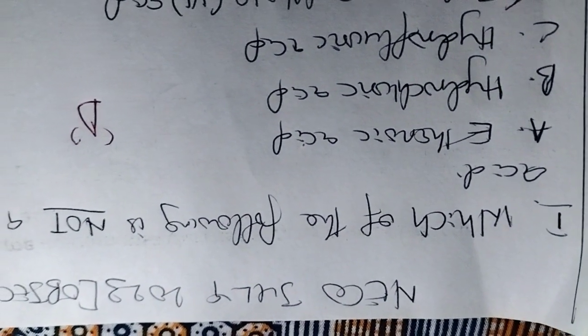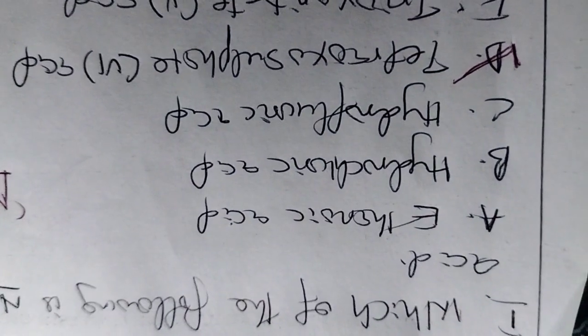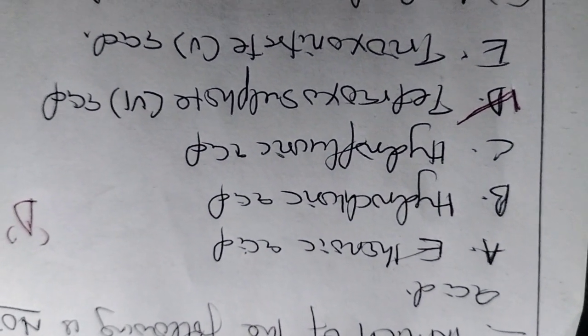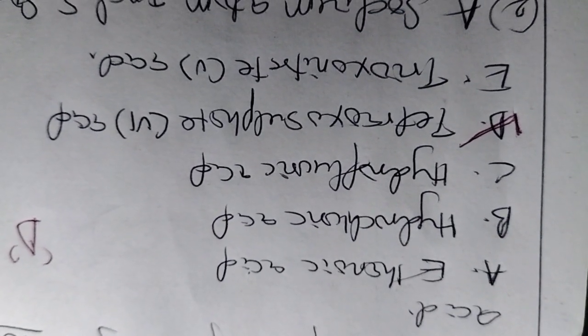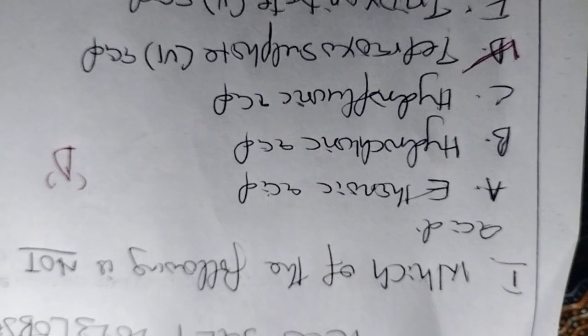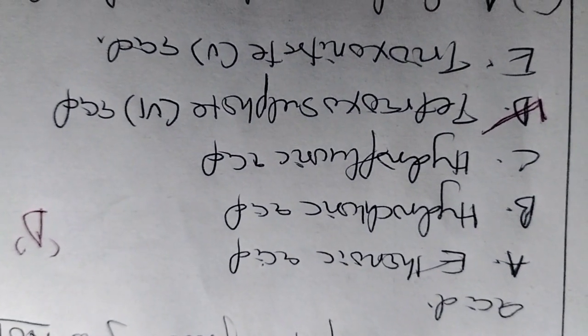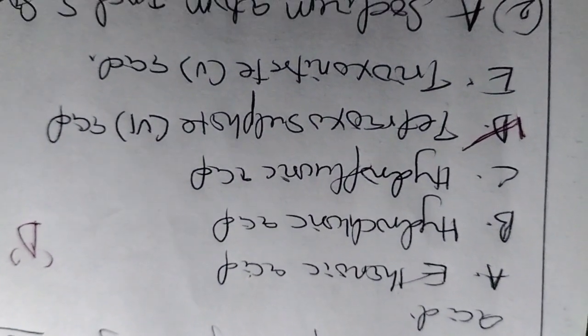So the first question here in the objective says, which of the following is not a monobasic acid? Option A, ethanoic acid. Option B, hydrochloric acid. C, hydrofluoric acid. D, trisulfuric acid. And E, triiodonitrifluoric acid. The correct option is D, trisulfuric acid, because that acid is dibasic. The answer to number 1 is D. Option D is not a monobasic acid.